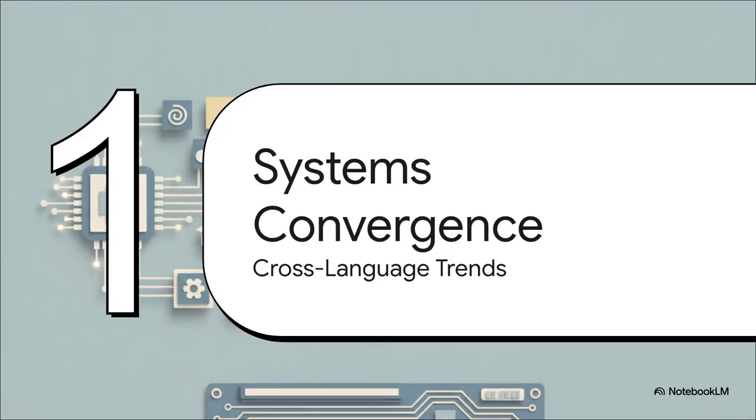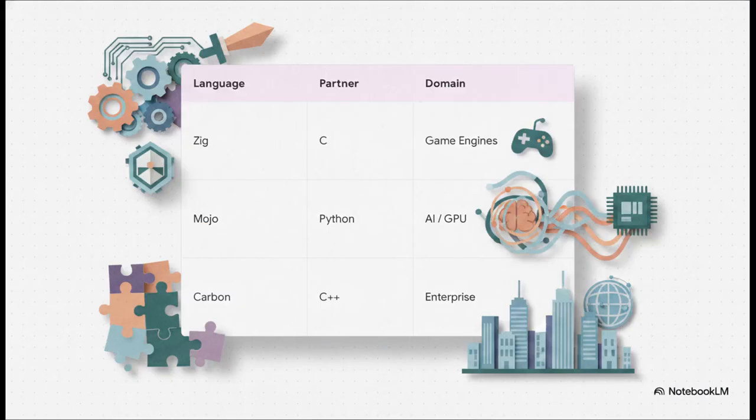Which leads us to Section 4, the Systems Programming Convergence. When we take a step back and synthesize all of this, a really clear pattern emerges across the entire industry. Look at this breakdown. Zig pairs perfectly with C for game engines and embedded systems. Mojo pairs natively with Python to accelerate AI and GPU kernels. And Carbon integrates seamlessly with C++ for giant enterprise software. Interoperability isn't just an afterthought anymore. It's genuinely being treated as a core performance metric.